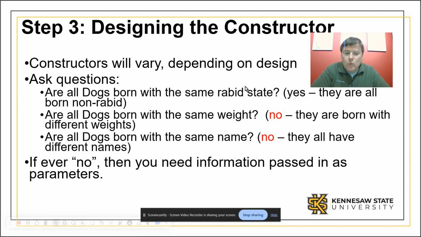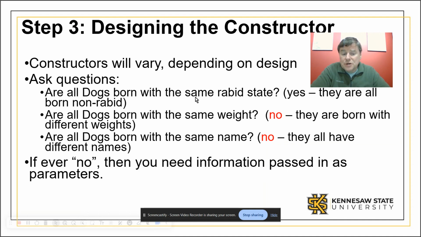So when we create the constructor, you have to make a decision. Do you think that you would ever want to change this when a dog is created, or are all dogs going to be created the same way? So for rabbit, the answer is that all dogs are born non-rabbit, because I said so. So in that case, we're just setting that to false. We're not allowing the user to tell us when they create the dog whether the dog is rabbit or not. We're just assuming all dogs are non-rabbit.